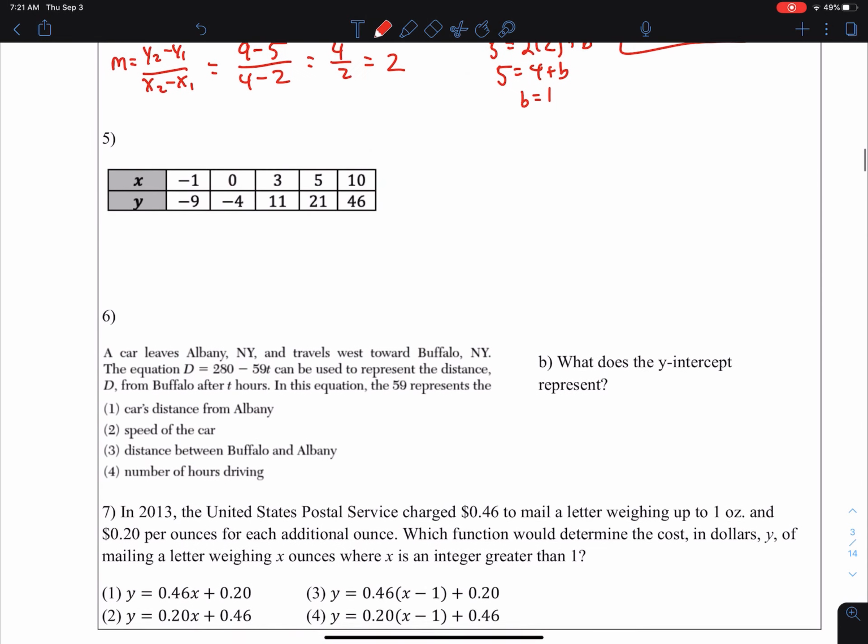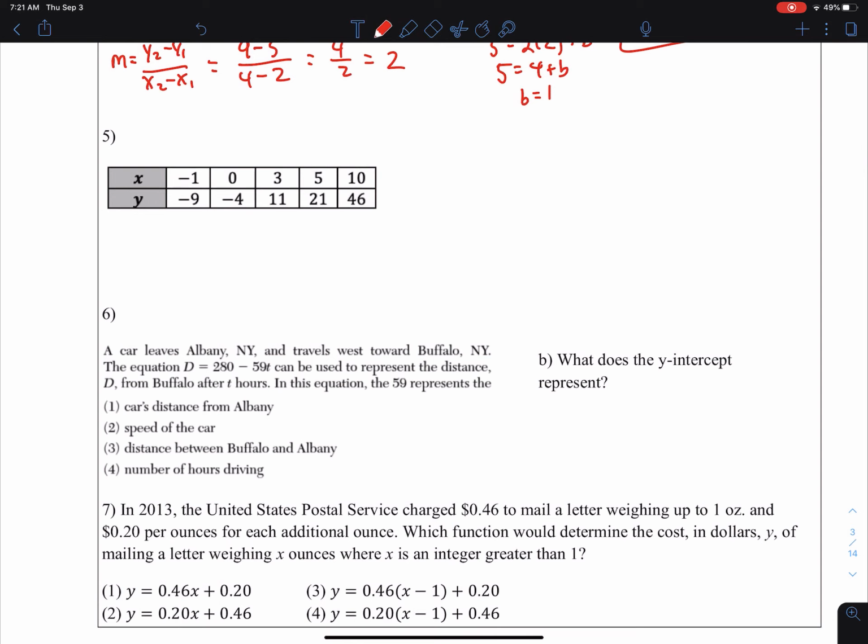Number 5. So we have to, again, get this into y equals mx plus b form. We have to figure out how to find the slope and how to find the y-intercept. So the slope, I'm going to think of it as change in y over change in x. So my change in x, I'm going up 1. So change in x is 1. And the y, I'm going from -9 to -5 would be +5. So that'd be 5 over 1 is my slope, or just 5. So my slope is 5.